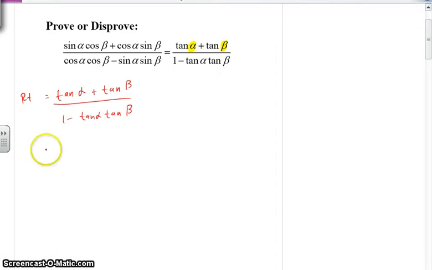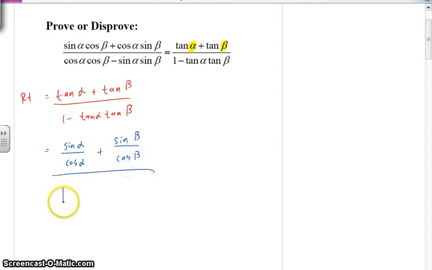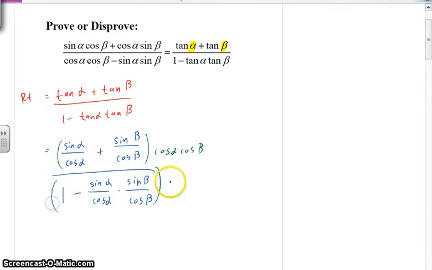All right, kind of our typical strategy. Let's change everything to sine and cosine, especially since the left side's all in sine and cosine. So this is sine alpha over cosine alpha plus sine beta over cosine beta, and then, minus sine alpha, cosine alpha, sine beta, cosine beta. All right. So I look at that top and bottom and I say, okay, if we multiply the top by cosine alpha, cosine beta, and the bottom by cosine alpha, cosine beta, that'll clear out the fractions. So let's do that.